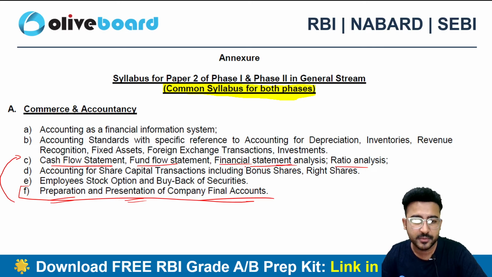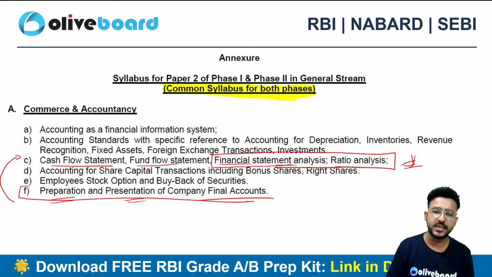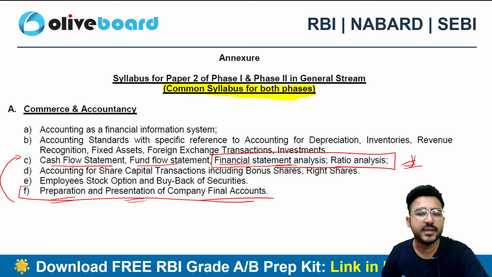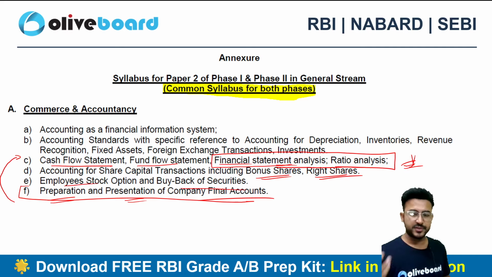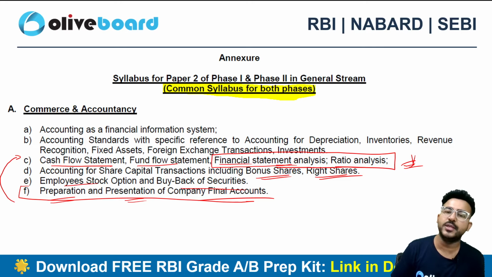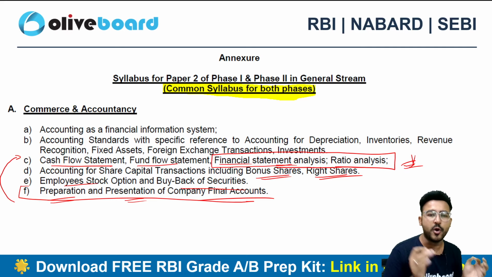Now this can be a very important chapter from which you can get a numerical question as well. And there were so many numerical questions in the previous year question paper as well. Then we have accounting for share capital transaction like bonus issue, like right issue, ESOPs, buyback. Now there are many SEBI regulations, there are many provisions of SEBI related to these chapters as well. So this is your entire syllabus of commerce and accountancy.